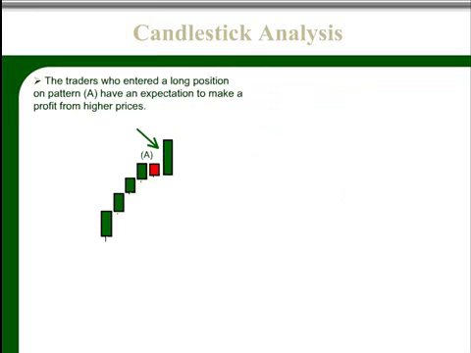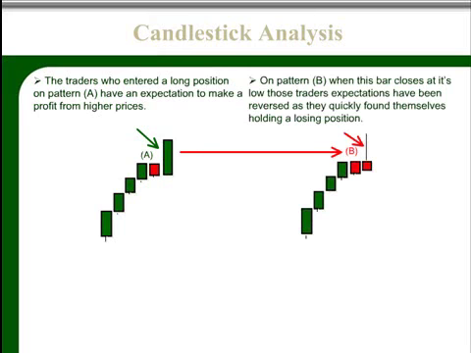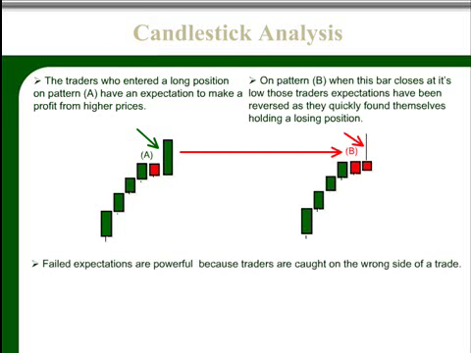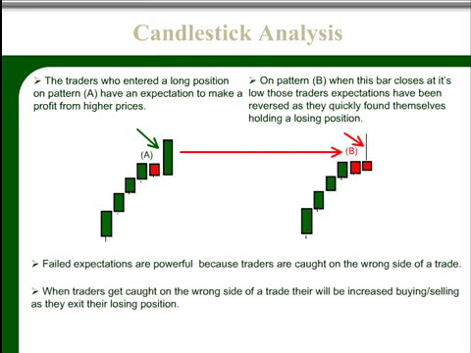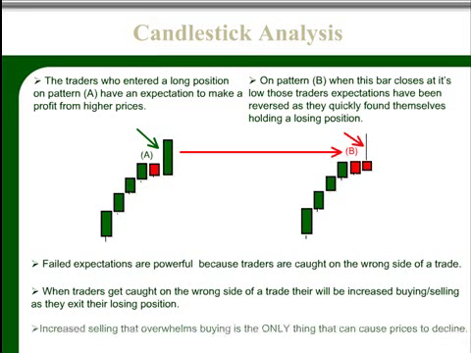The traders who entered a long position on pattern A have an expectation to make a profit from higher prices. On pattern B, when this bar closes at its low, those traders' expectations have been reversed as they quickly found themselves holding a losing position. Failed expectations are powerful because traders are caught on the wrong side of a trade. When traders get caught on the wrong side of a trade, there will be increased buying or selling as they exit their losing position. Increased selling that overwhelms buying is the only thing that can cause prices to decline.